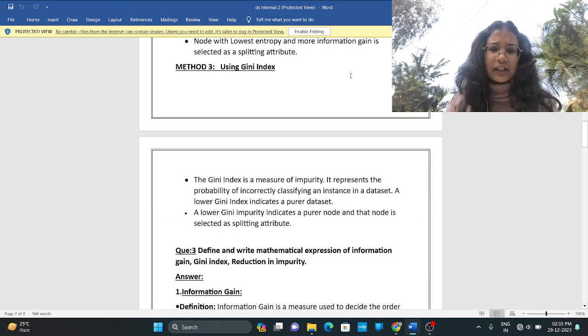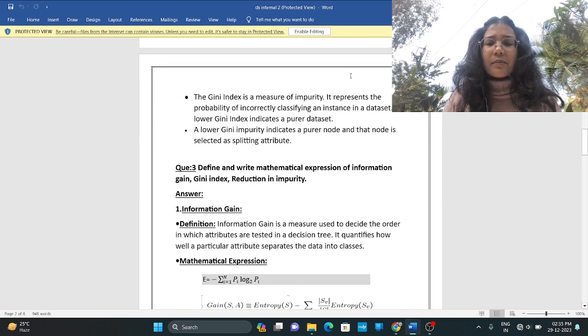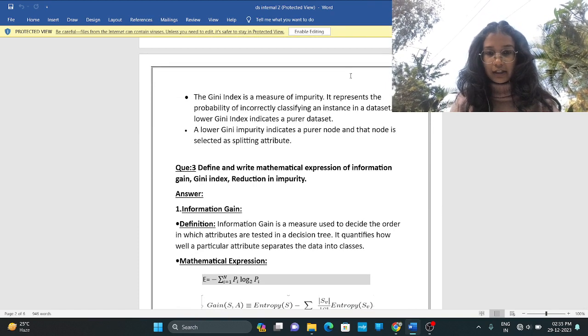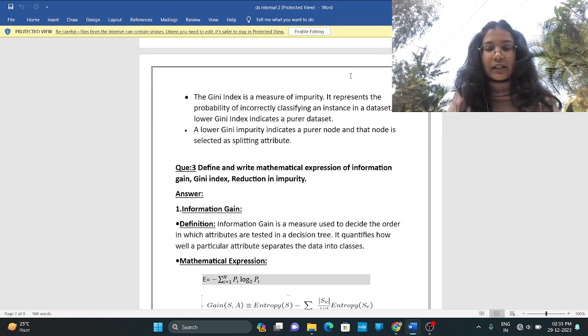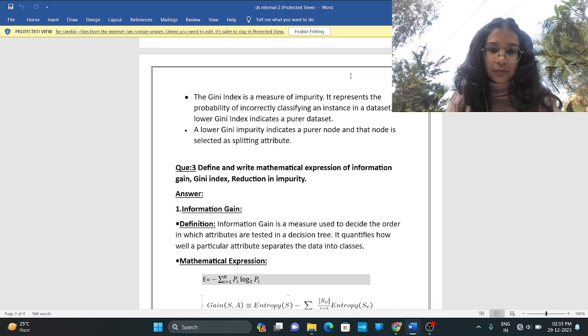Method 3. Using Gini index. The Gini index is a measure of impurity. It represents the probability of incorrectly classifying an instance in a dataset. A lower Gini index indicates a purer dataset. A lower Gini impurity indicates a purer node, and that node is selected as splitting attribute. This is the question number 2.